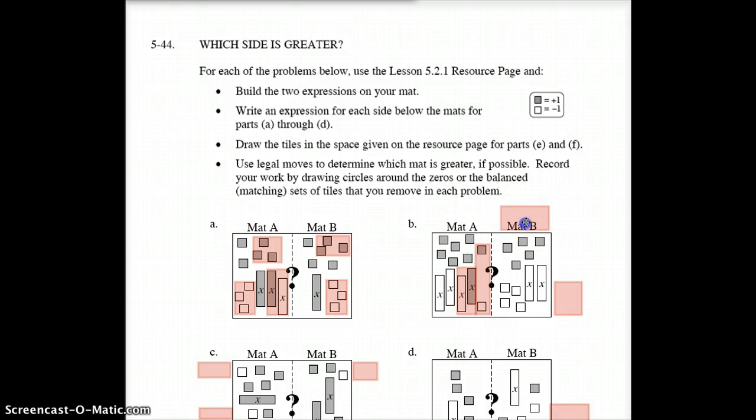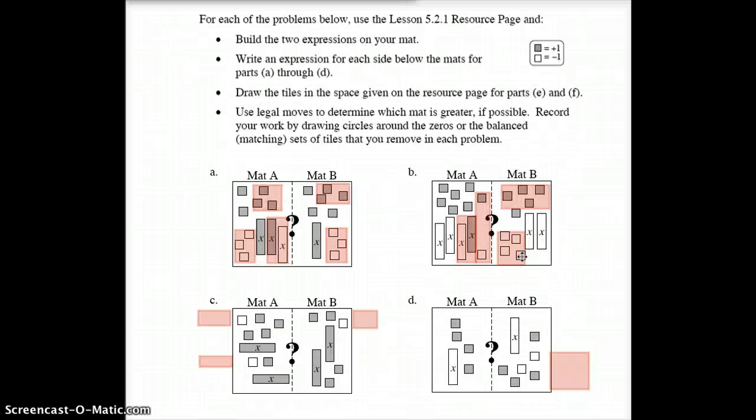For this one, right here, these 4 unit tiles cancel these 4 negative unit tiles, leaving me with negative 2x plus 1. Well, the negative 2x's over here and the negative 2x's over here will cancel. This one will cancel one of these 6, leaving me with 5 left over on mat A. Positive 5 on mat A is greater than the 0 left over on mat B.